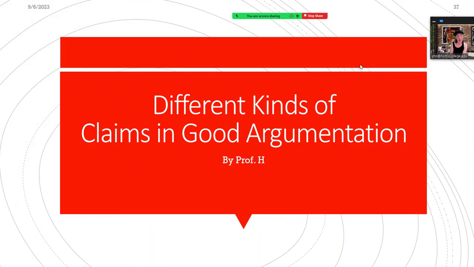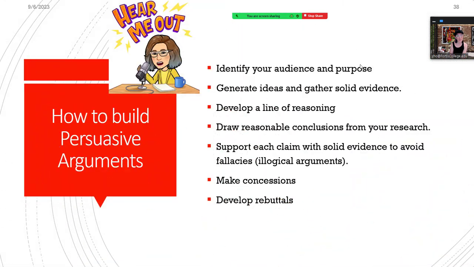So there are different kinds of claims in good argumentation. And so how do you build persuasive arguments? You have to identify your audience and purpose, generate ideas and gather solid evidence, develop a line of reasoning, draw reasonable conclusions from your research, support each claim with solid evidence to avoid fallacies, make concessions, and develop rebuttals.